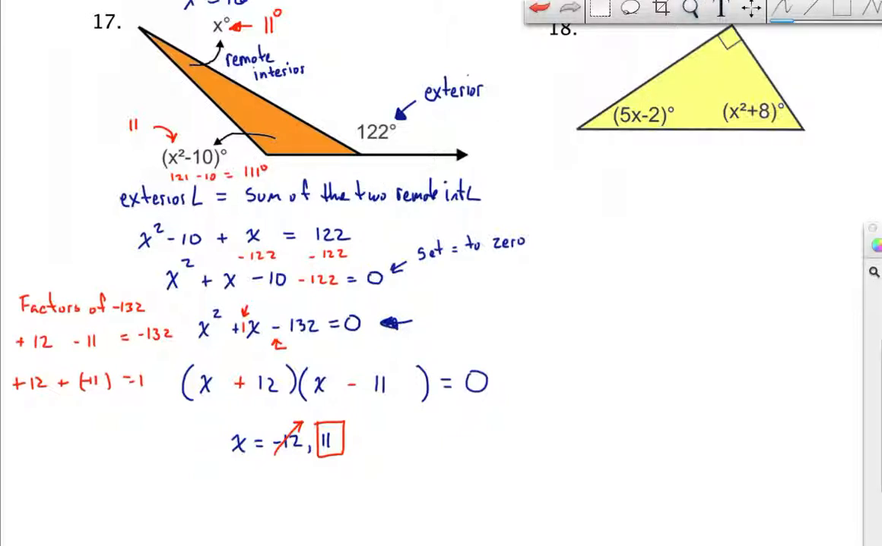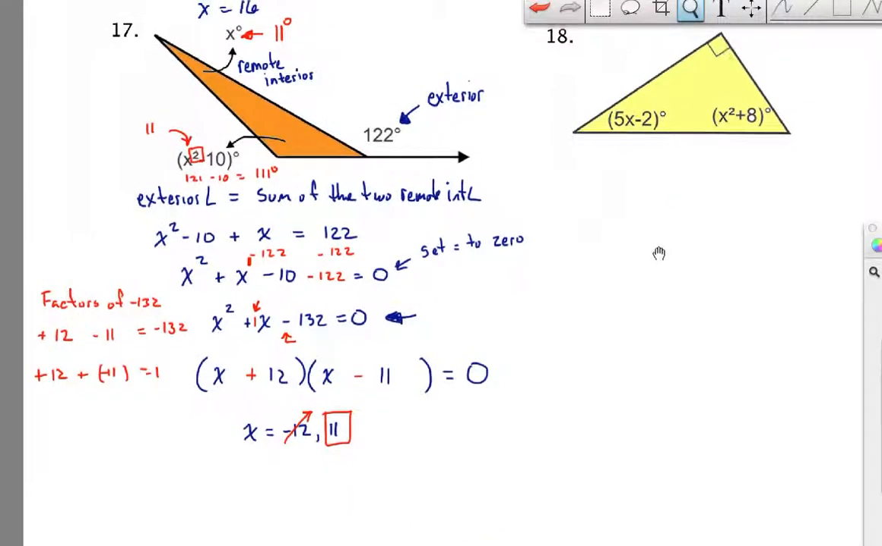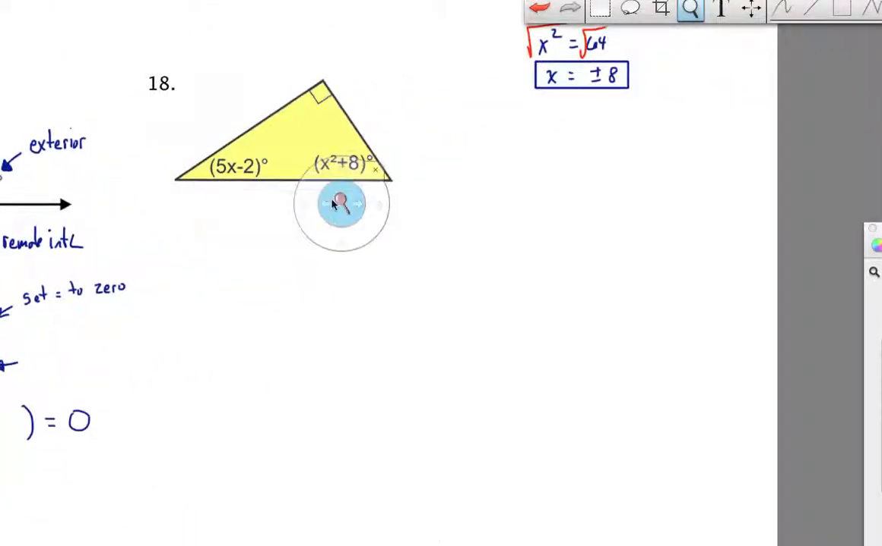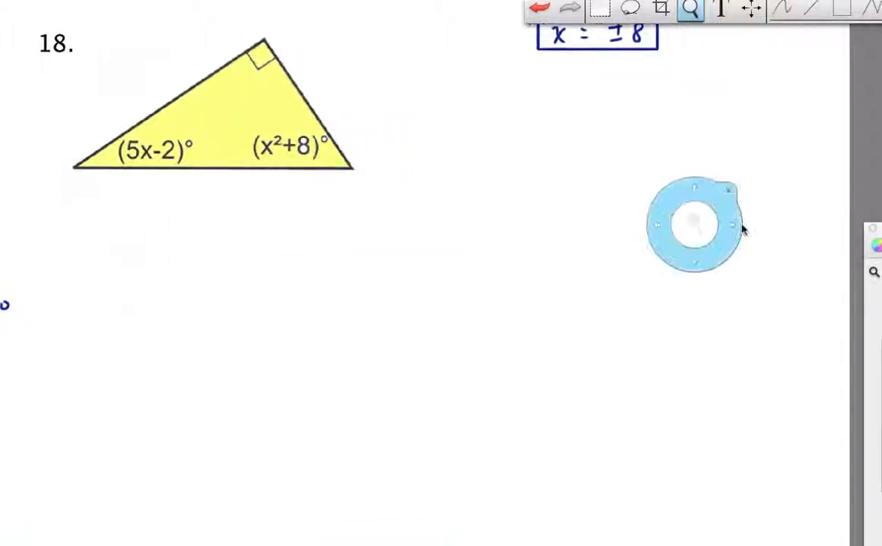All right, very good. So this is a quadratic here because it's a power of 2. And because this has a power of 2 and a power of 1 here because of the x, we had to factor this. So 18 is going to be similarly set up. Can somebody write an equation for this one?